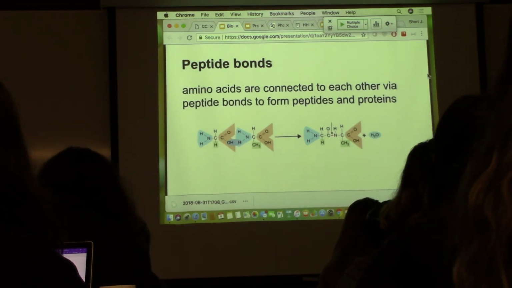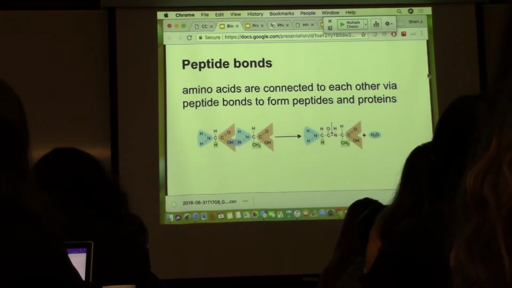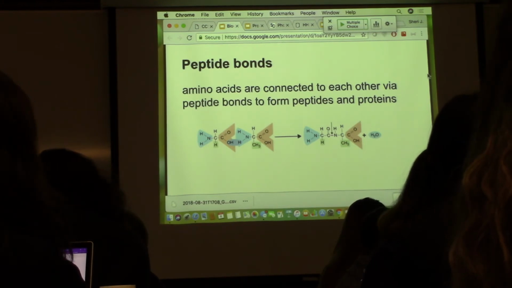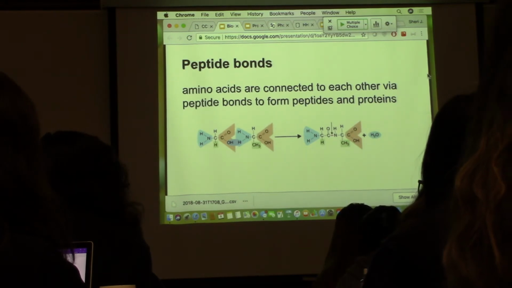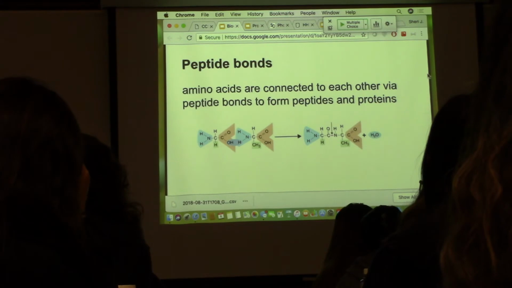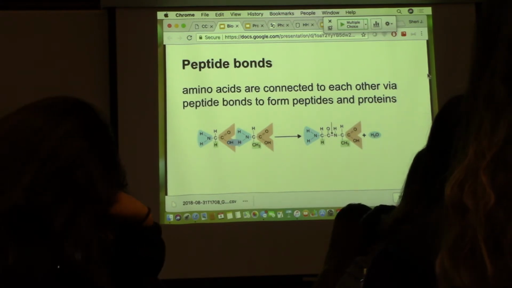All right, and so you can hook up something as little as, I think, oxytocin is like 8 amino acids. It has lots of functions in the body, and then some proteins have 1,000 amino acids. So it has as many amino acids as it needs to perform the functions that it does in the cell.